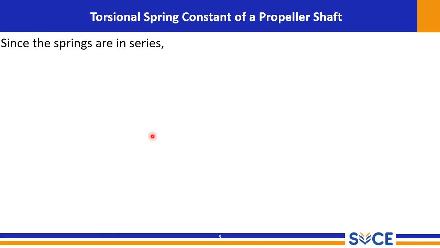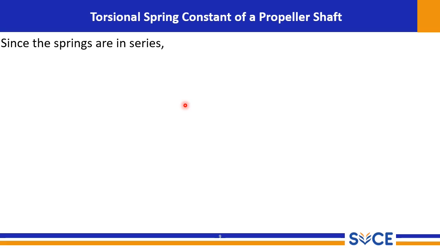We have calculated the individual torsional spring constants for the two sections of our propeller shaft, that is K_T1-2 and K_T2-3. Now we have to find the equivalent torsional spring constant for the entire shaft. As we discussed, these sections are connected in series. Since the sections are in series, we use the formula for combining spring constants in series.